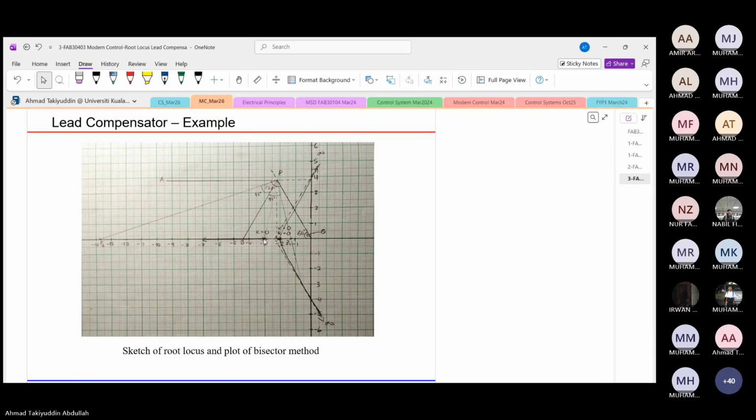Okay, guys, anything? Okay, so try to have the plot.